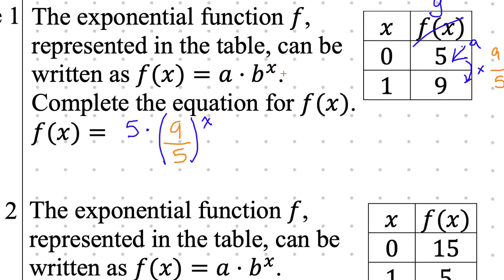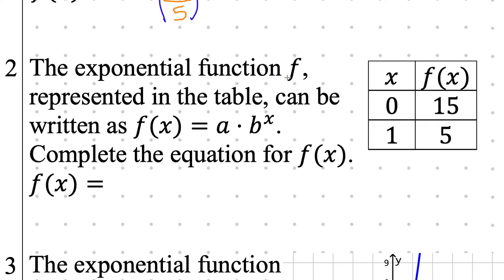All right, so let's read the next problem. We have the same thing. It's an exponential function because it says it's a times b to the power of x, and I have my table over here. So first, my initial value. What is it? I think it's 15. It is indeed 15. Why is the initial value 15? Something to do with the x-coordinate?